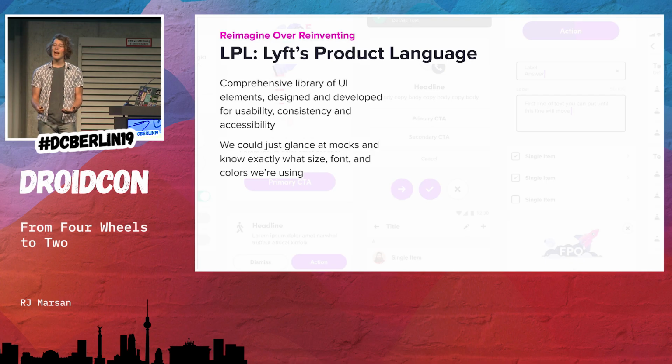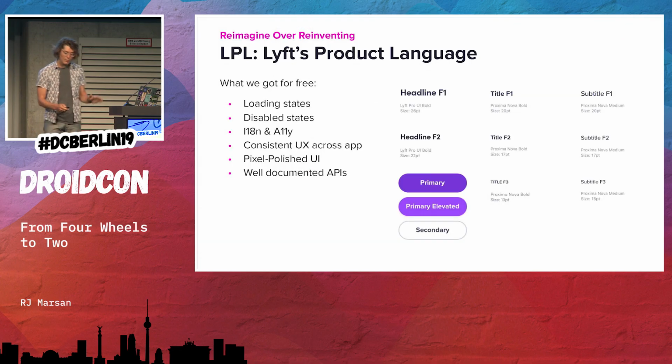I glance at it, and I know exactly what colors. I know exactly what sizes. I know exactly what buttons, layout, grid size. Because it's always the same. It always fits our system. But it does way more. Because we get things like loading states. We get things like disabled, enabled. We get accessibility. We get internationalization. It fits with the rest of our app already. And honestly, there are these fantastic APIs my coworkers had already developed. So I was super excited about the Lyft product language.